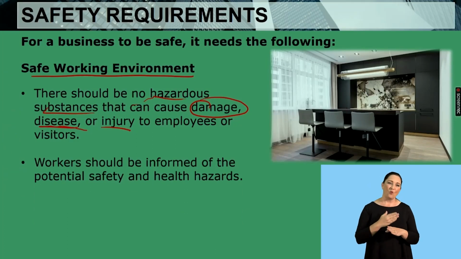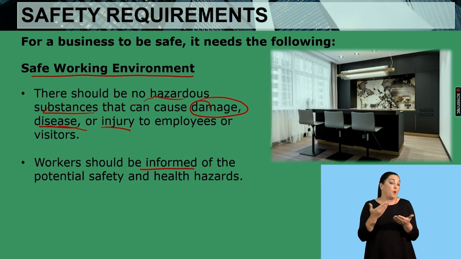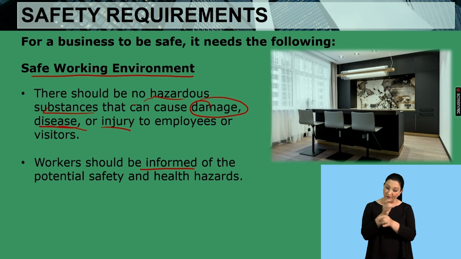Workers should also be informed of the potential safety and health hazards. It might happen that we are working in a factory, for example. It is very important for the business to inform their employees that there are particular chemicals or smoke, for instance, that can cause harm to the employee's health. By being aware of all these details, employees are also able to take precautionary measures to ensure that they are safe while they are working.